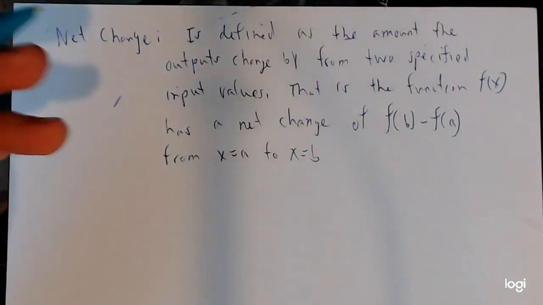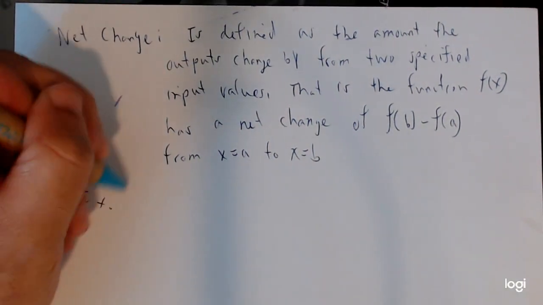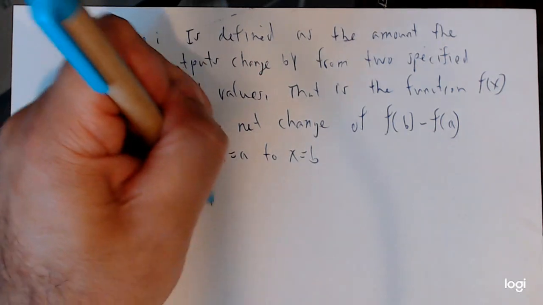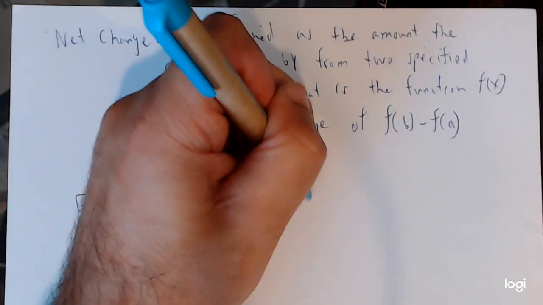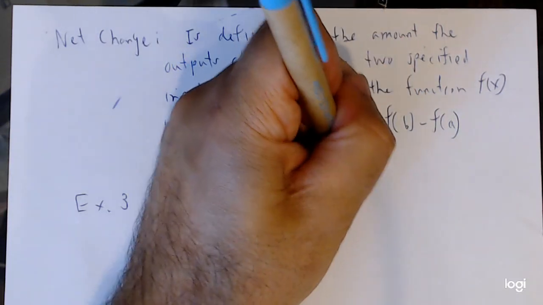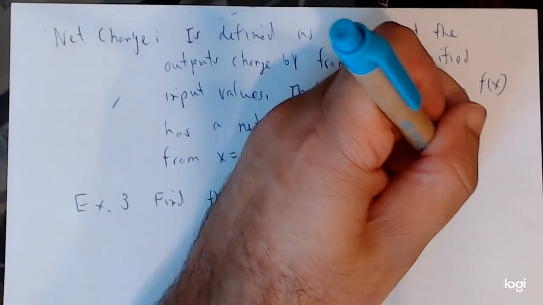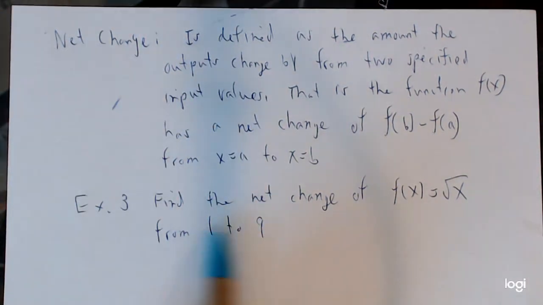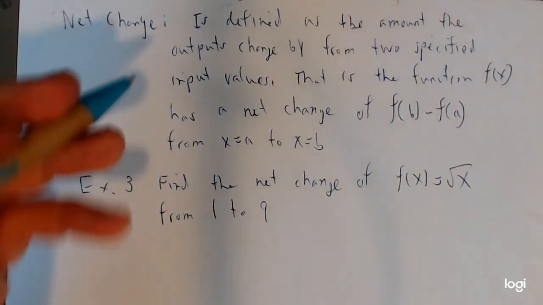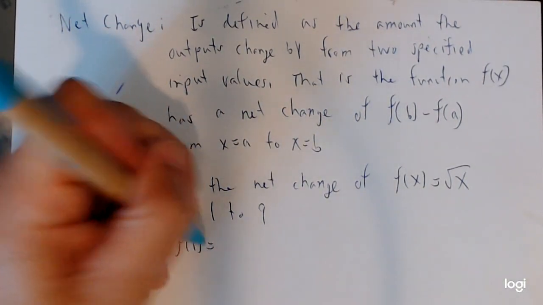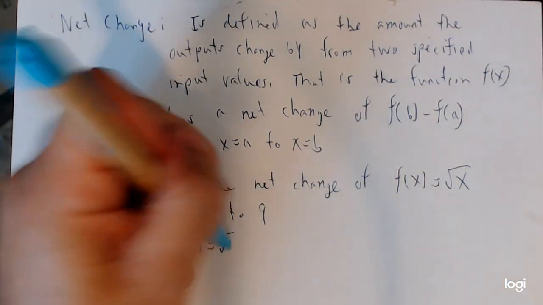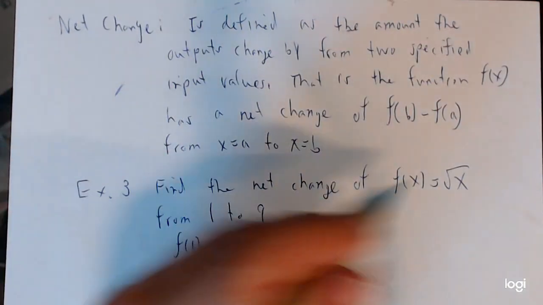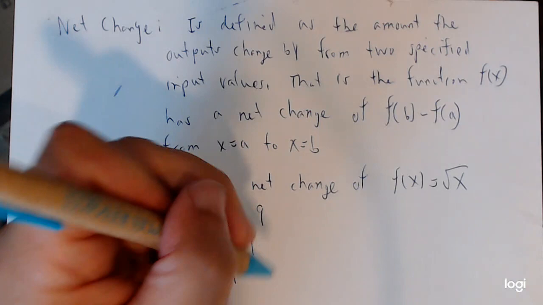Okay, so let's look at an example here where we'll find the net change as well. So for example 3, we're going to say find the net change of f of x equals radical x from 1 to 9. Now remember, from 1 to 9, those are my x values. So what is it that I need to find first? I need to find f of 1, which would be what? That's my function. It'll be radical 1, and the square root of 1 is 1. I need to find f of 9, and when I plug in 9, I get radical 9, and the square root of 9 is 3.